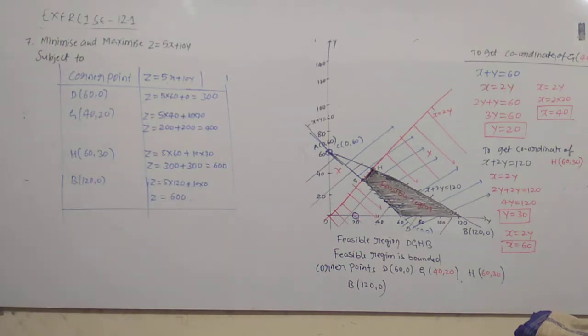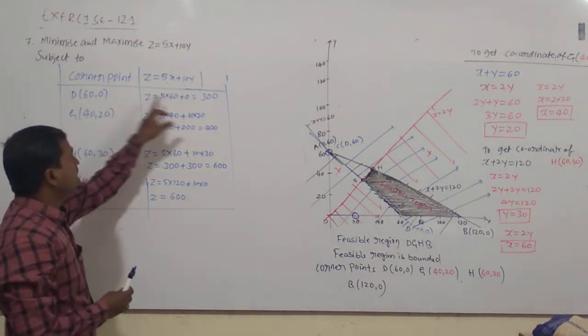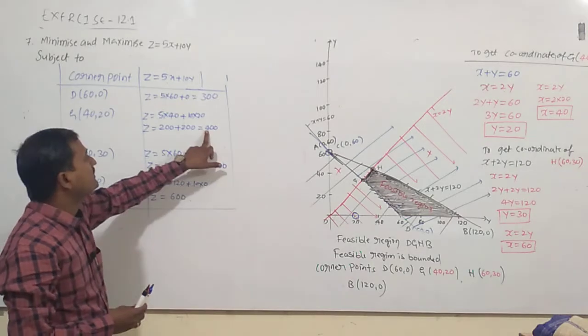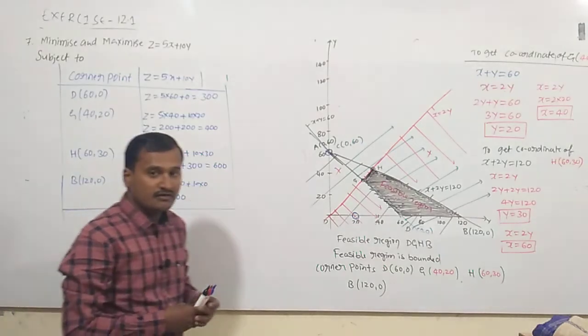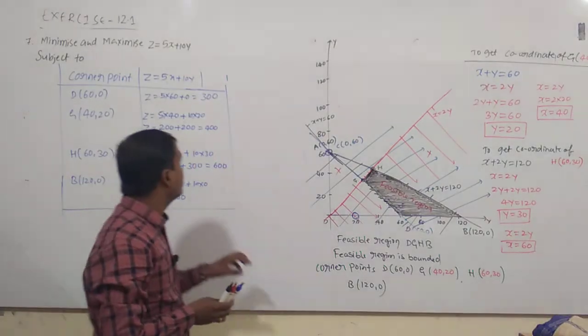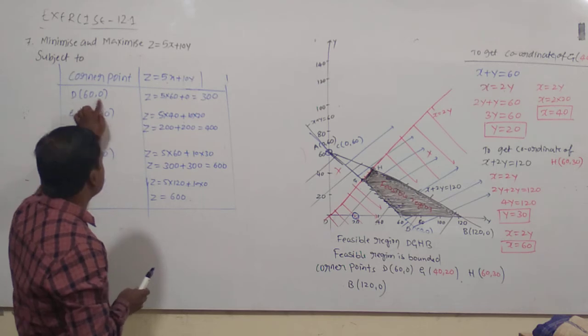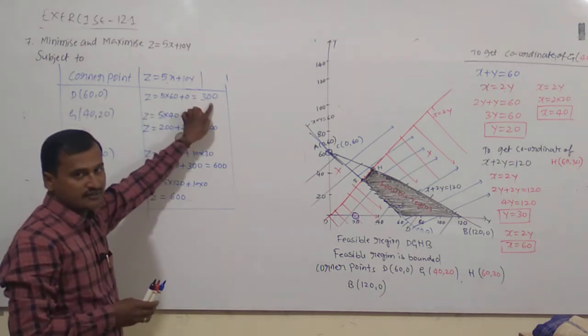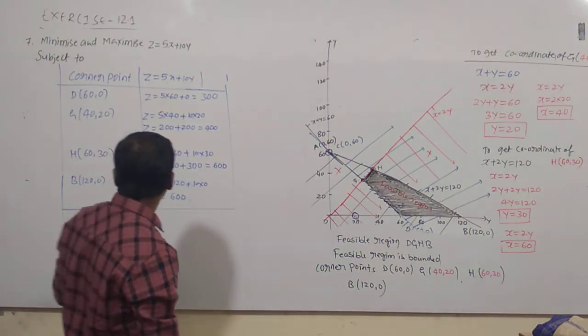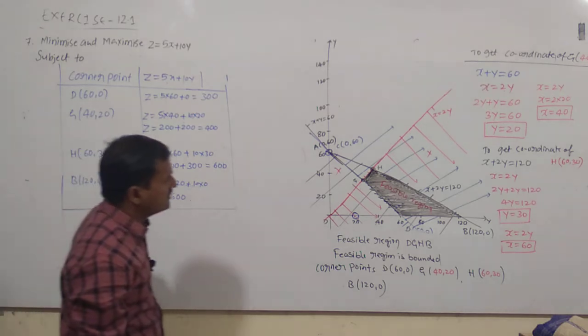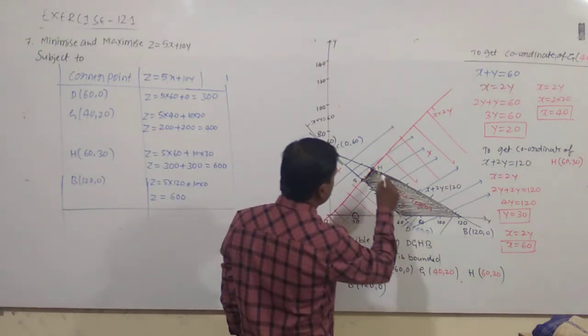Okay, so here we got the minimum is 300, here it is 400, and here it is 600 and 600. So we got the minimum value at d of 60 comma 0, that minimum value is 300. And here we got the maximum at 2 points. Those 2 points are h and b. So here it is b and here it is h.